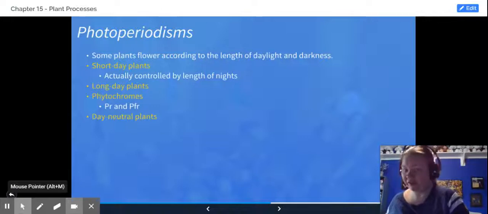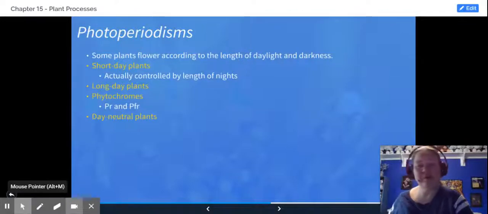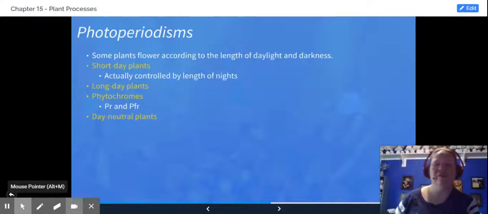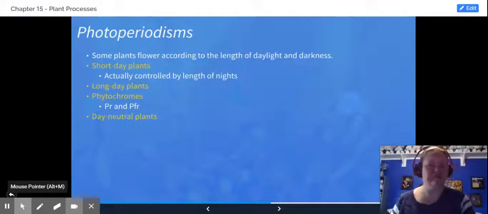Phytochromes, which don't worry too much about that, but know what it means. Phytochromes are pigments that help control their responses to photoperiodism. Okay, and again, Pr and Pfr, don't worry too much about that. Just know what phytochromes do.